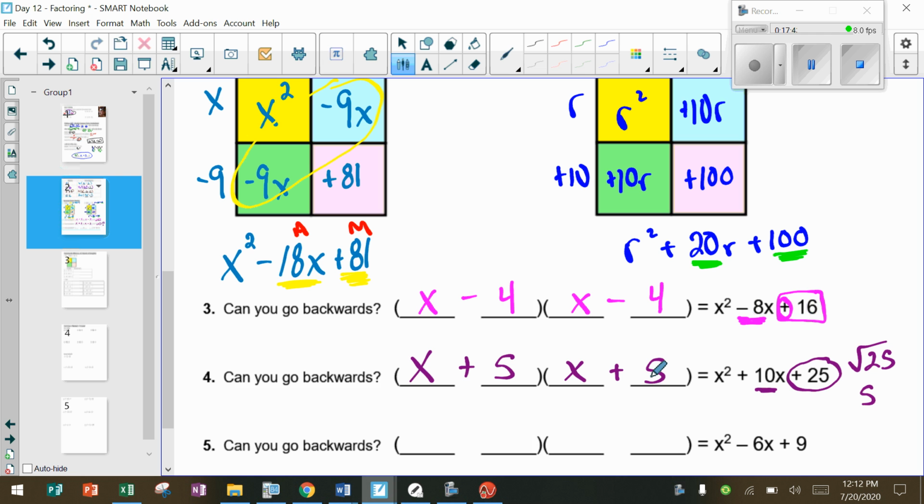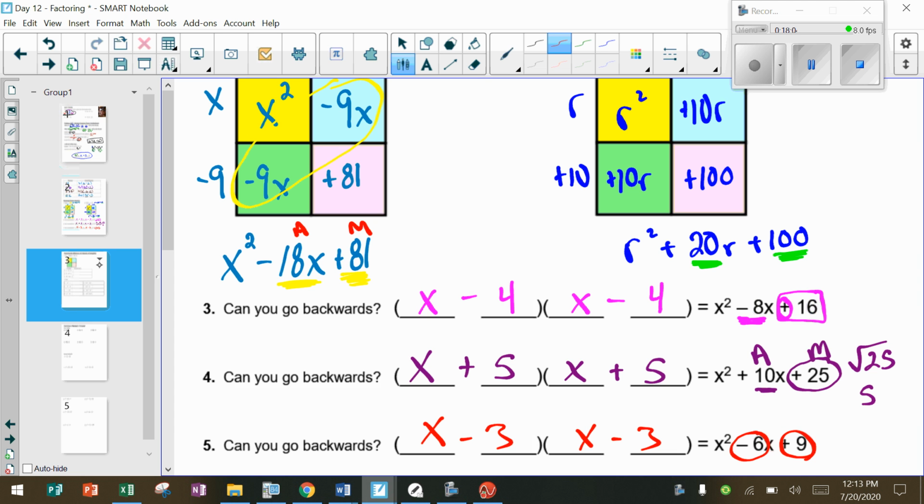Remember that the values we're looking for will multiply to be the last number and add to be the middle number. So pause it, try number 5, and come back. We'll see how you did. So this one ends up x minus 3, x minus 3. 3 times 3 is 9. Negative 3 minus 3 more is negative 6.